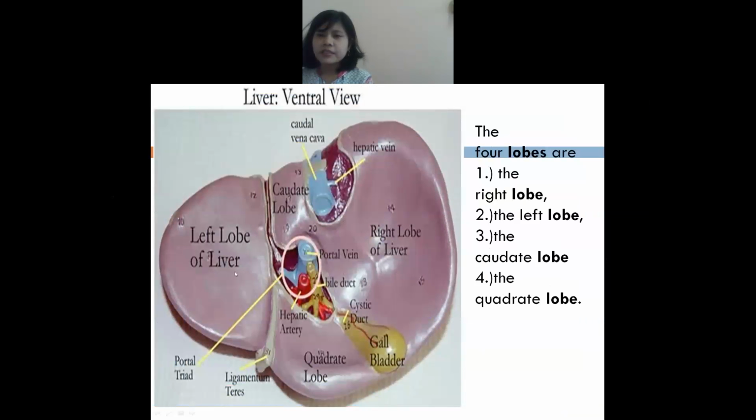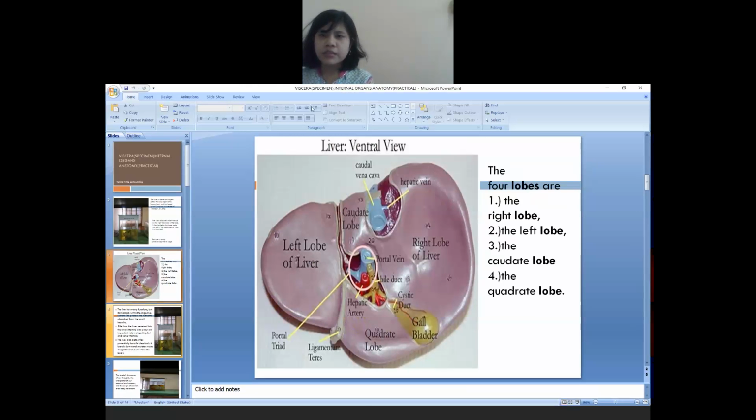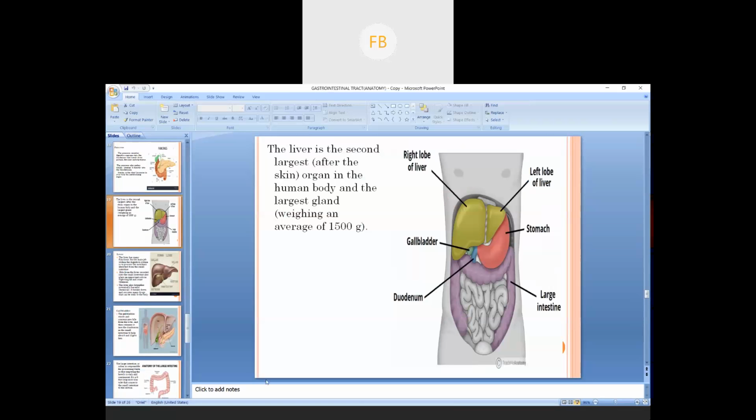So it is divided into how many lobes? Four lobes. Okay, not three. The first one is what? Left lobe, right lobe, quadrate lobe, and caudate lobe. These are the four lobes which you will find in the liver. Lobes, you can also say divisions or parts. You can say the parts of the liver. It is divided into four lobes: left, right, caudate, quadrate. Are you clear now? Yes, ma'am.